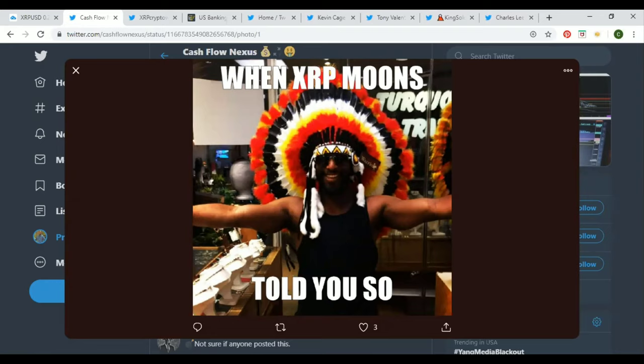And here we go. So I made this little meme here because with all the news circulating, with everything that's going on, it's only a matter of time before XRP moons. And I made this because I want this to be shared. You could come to my Twitter page and retweet this at Cashflow Nexus. So when XRP moons, I told you so. And I just want you to remember this. I told you so. But without further ado, let's get into the news of today.